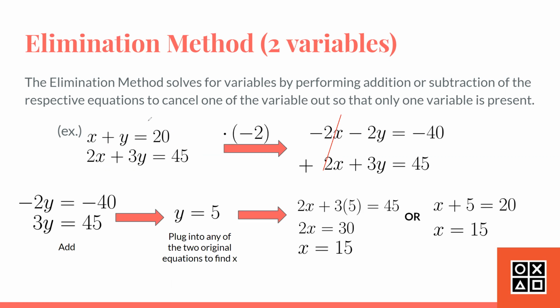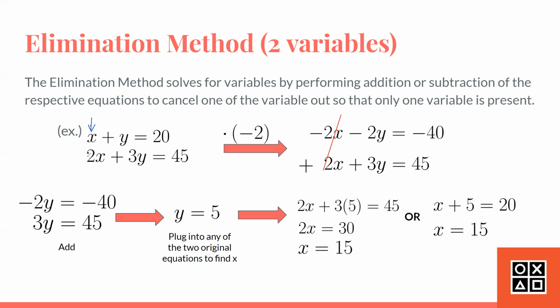So the elimination method focuses on canceling out certain variables completely so that you can solve for one variable, hence the word elimination. So what we could do is first identify which variables we want to cancel out first. So in this case, let's just cancel out x.